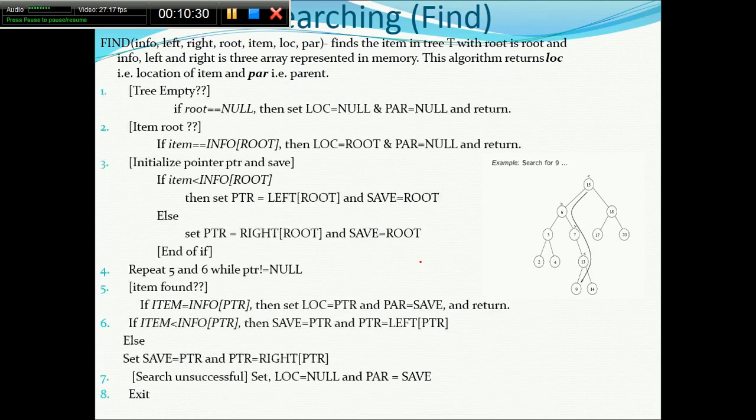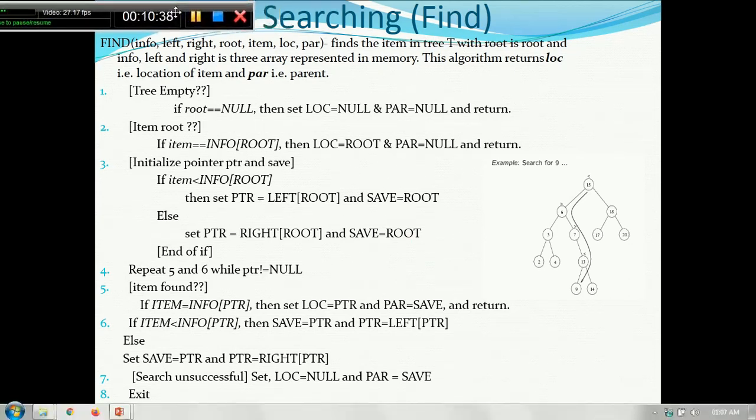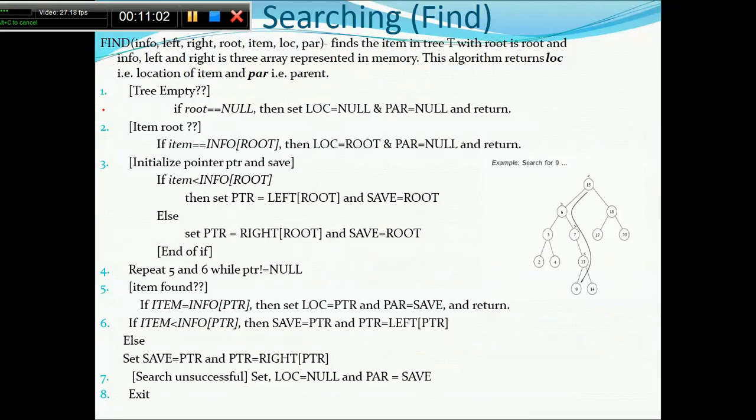Now, see the searching algorithm here. How the searching algorithm works. It needs certain parameters: information, left, right, that is the portion of the node, the root node, and the item that you are looking for, and two pointers that will lastly be returned. So LOC will return the location of the key that I am looking for, and the PAR will return the parent of the location.